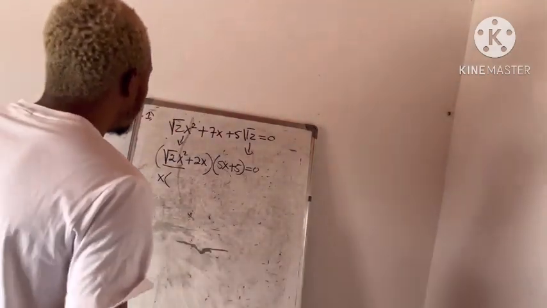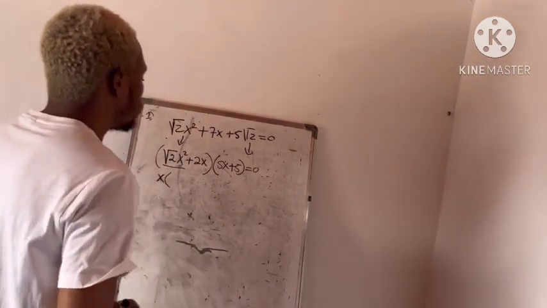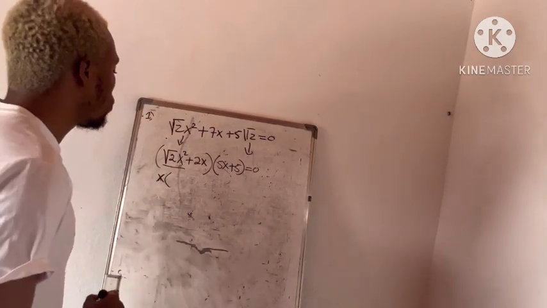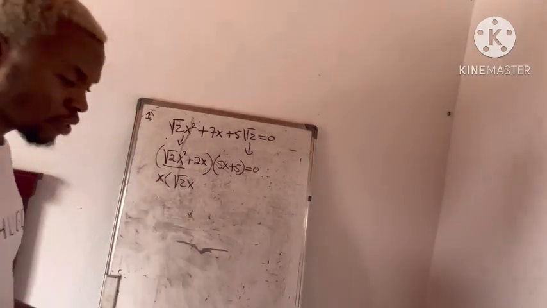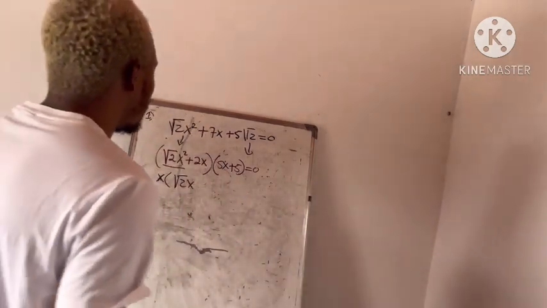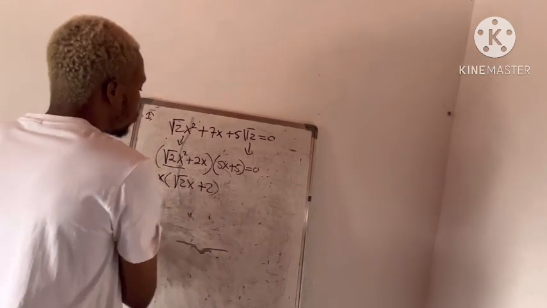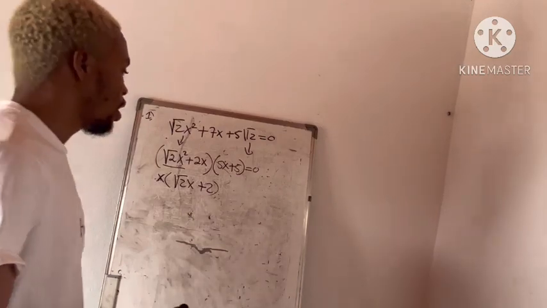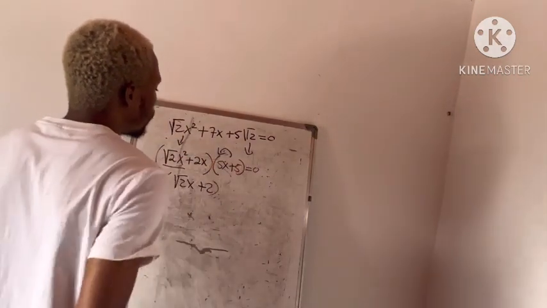So moving back onto the board, here you have x which has been factored out. Now what do you multiply here to get root 2x squared? What we can multiply here is root 2x. x times root 2x will give you root 2x squared, plus x times 2 will give you 2x. Now, the next thing we got to do is, what's also the common factor here?